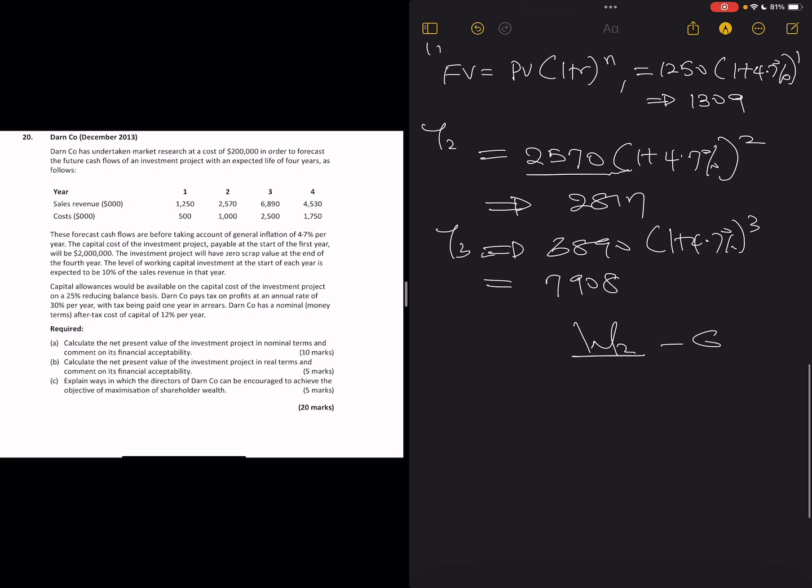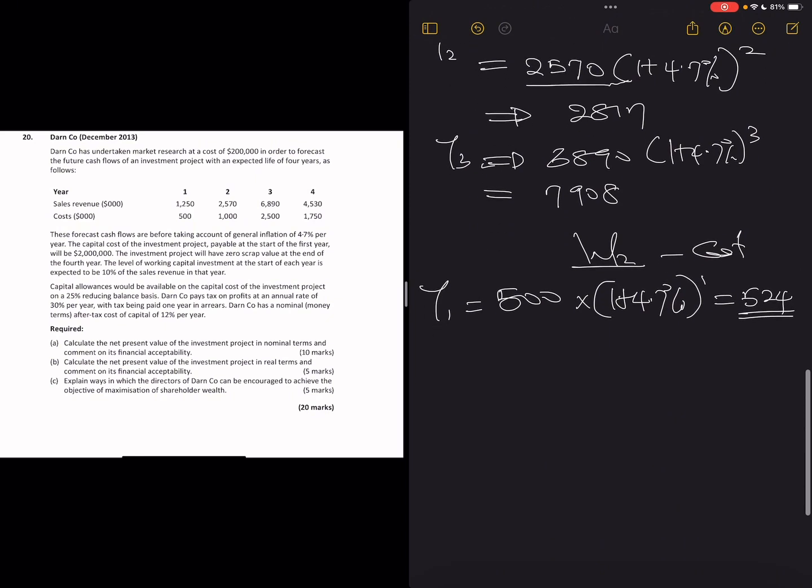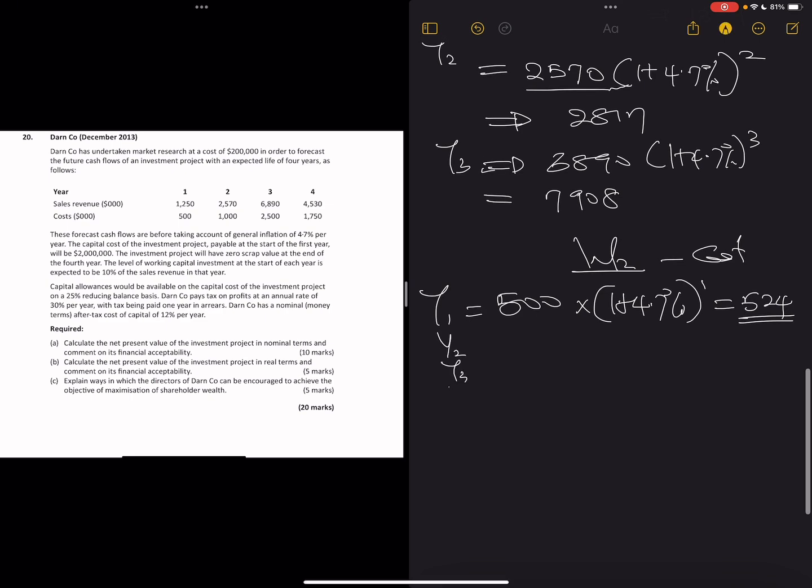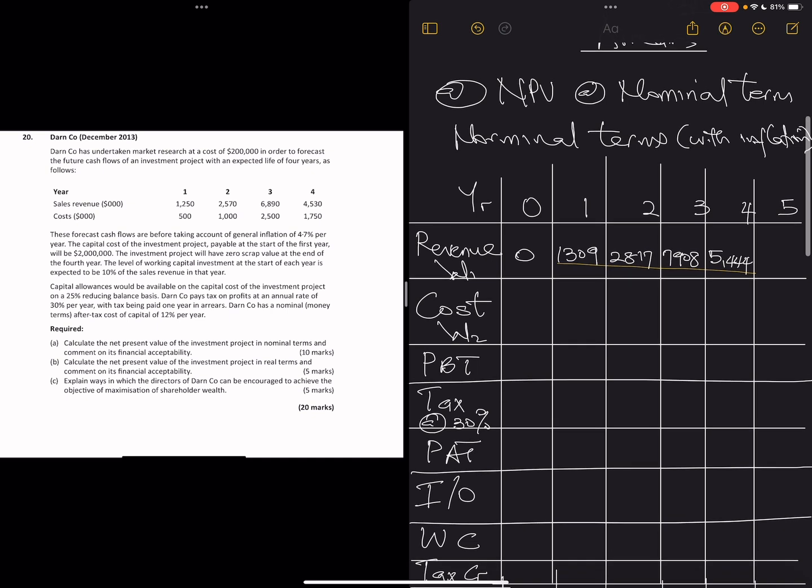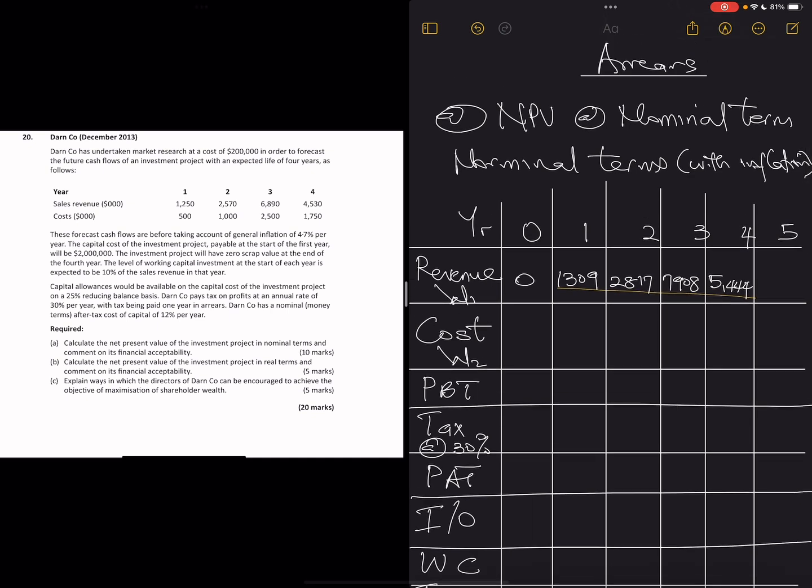We use the same approach for cost. Working 2, which is for cost. Current value was given at 500, so year 1 will be 500 times 1 plus 4.7% raised to power 1. So 1.047 times 500 gives you 524, approximately. We'll do the same way we did for revenue, for year 2, year 3, and year 4. And if you follow the same approach, you have cost. But please remember, cost is a cash outflow, so you need to put it in brackets as negative.